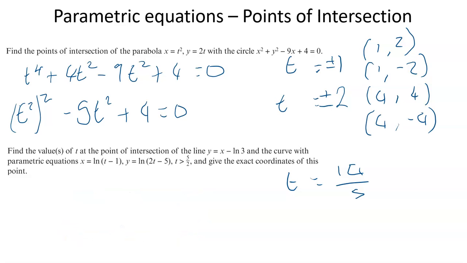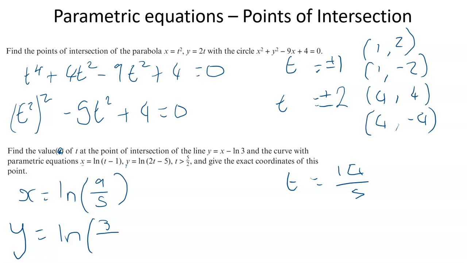Okay, so let's get rid of all of this, and now we've got that value of t, then we can give the exact coordinates of this point. Well, that's easy, because we're just going to work out the x and y coordinate, and then we're all right. So x equals log of 14 fifths minus a whole one is 9 fifths. Yeah, so we're just taking away 5 fifths, that's a whole one. And the y coordinate is going to be log of 2 lots of this. So what's that going to be? 28 fifths minus 5 whole ones, and 5 whole ones is 25 fifths, so 28 fifths minus 25 fifths is going to be 3 fifths.